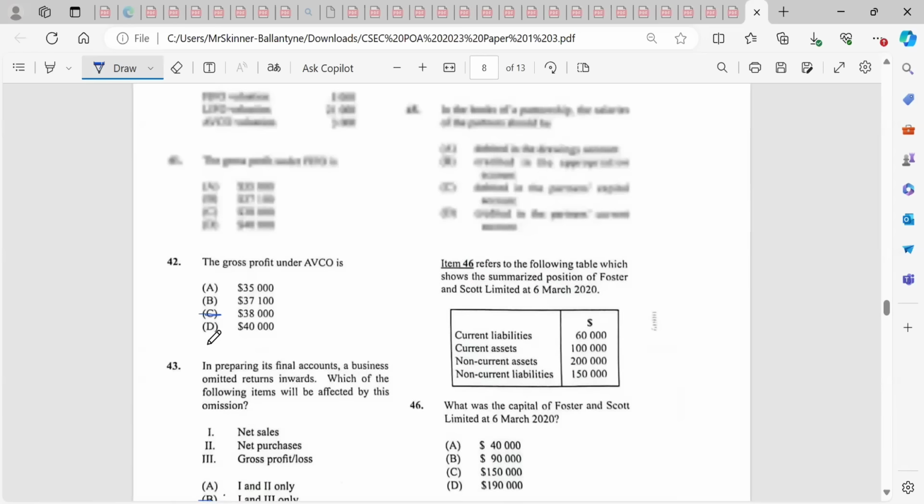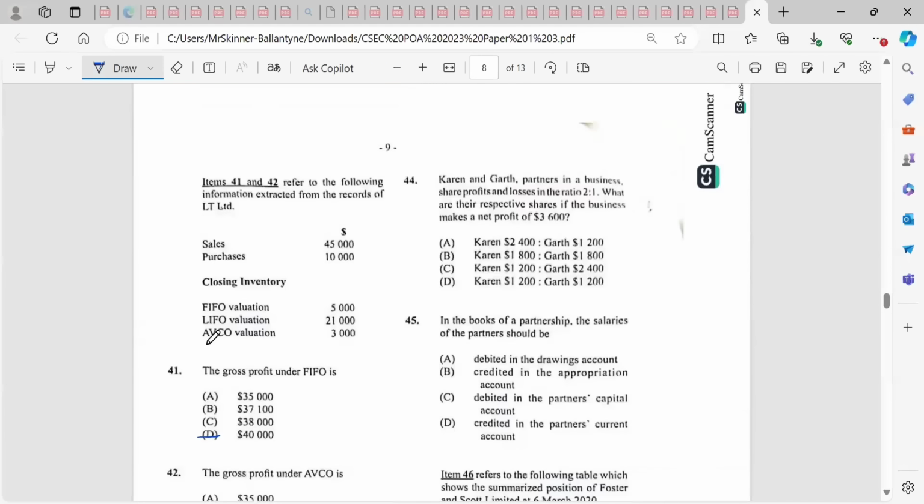Number 44. Karen and Gad, partners in a business, share profits and losses in a ratio of 2-1. What are their respective shares if the business makes a net profit of 3,600? So 2-1, to make this into a fraction, the numerators would be 2 and 1, and the denominator would be what you get when you add the two numbers together. 2 plus 1 is 3. So Karen will get 2/3 and Gad will get 1/3.